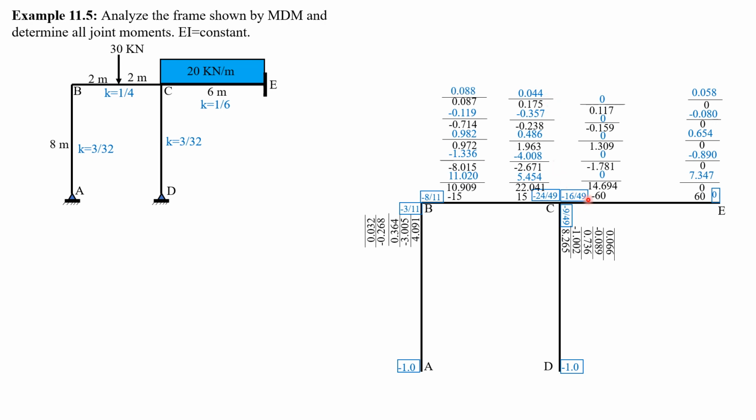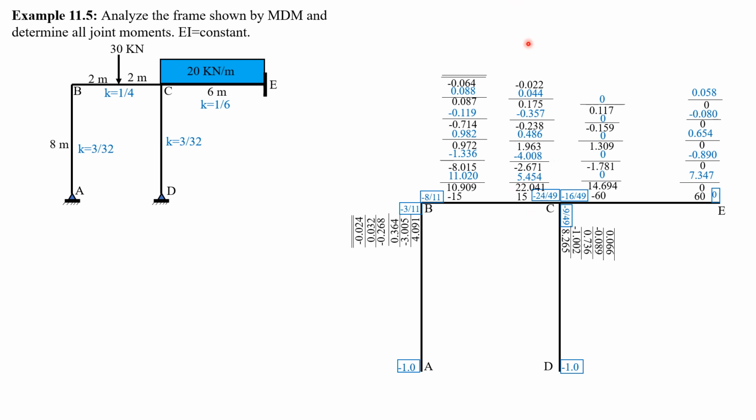0.044 times negative 16 over 49 is negative 0.014, lock finally. 0.044 times negative 9 over 49 is negative 0.008, lock finally. Then 0.058 times 0, lock finally. So adding this column of values here, the moment BA is 1.190. Adding these column values, the moment BC is negative 1.190.